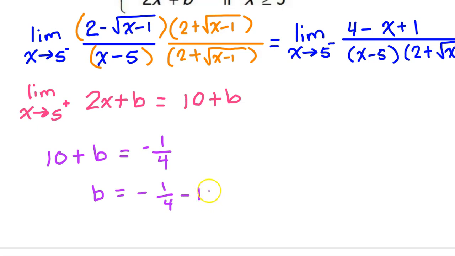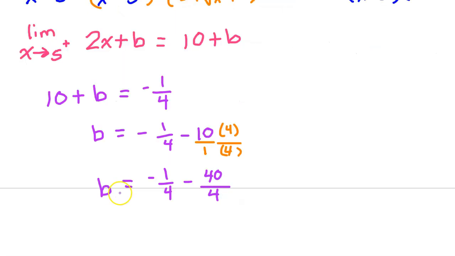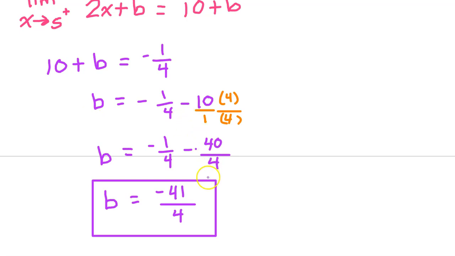Let's go ahead and clean this up by making like denominators. This is like 10 over 1. So I am multiplying by 4 over 4 in order to make like denominators. So b equals negative 1 over 4 minus 40 over 4. So the value of b that makes f continuous is b equals negative 41 over 4.